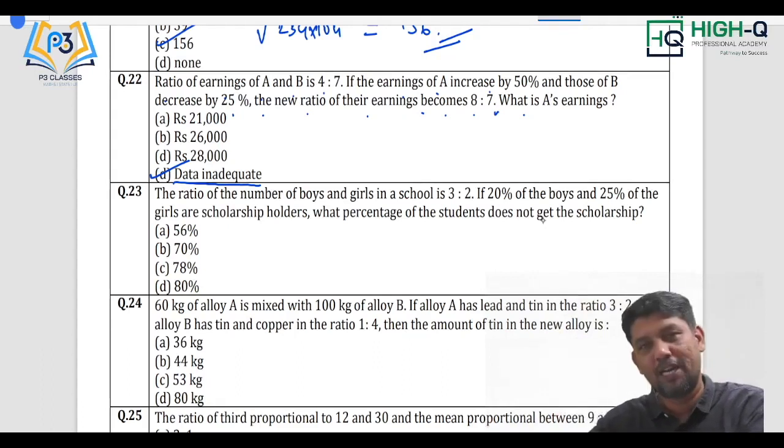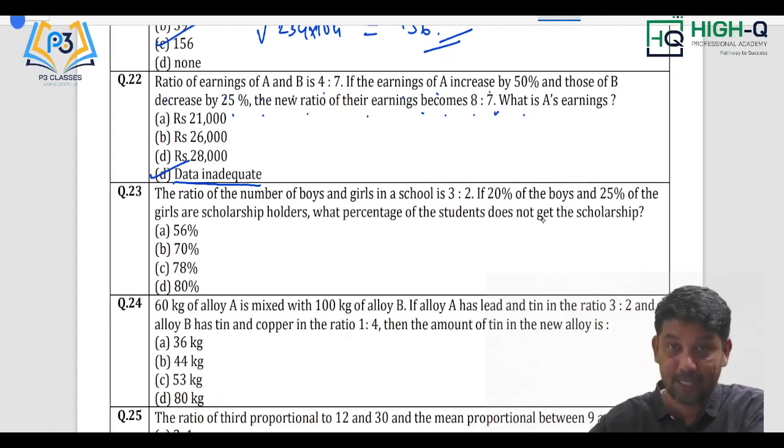Fine. So directly you can go for data inadequate. That is the best option you can give. Don't use the trial and error method when the conditions are not completely given.